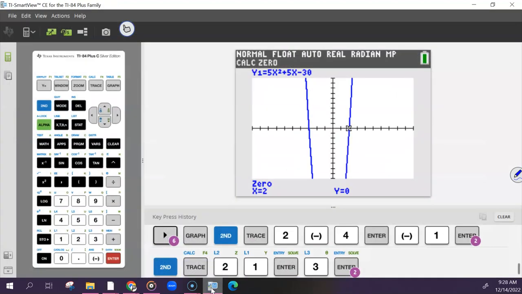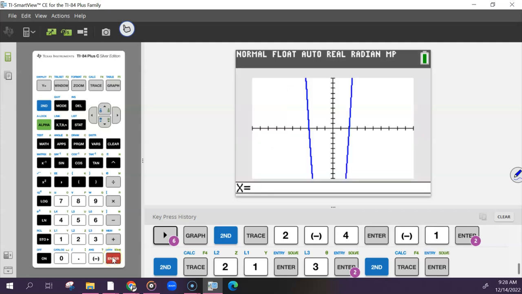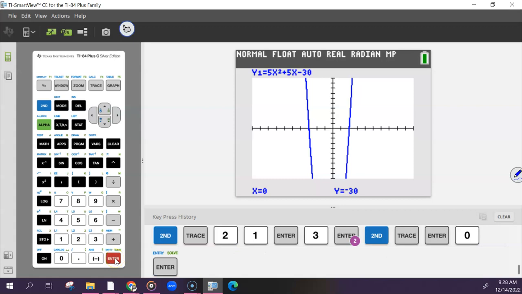For our y-intercept, it's a little different. We still go into second trace, but now we're looking for value because we want to know when x is 0, what is our y value? So here, we're looking for our y-intercept, so we would put in 0 here, hit enter, and it would tell us what that is. 0, negative 30 would be our y-intercept.